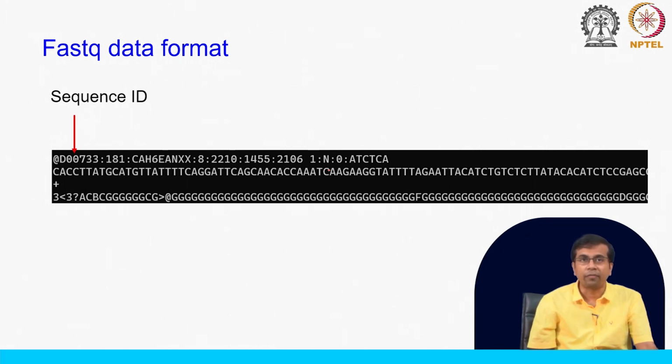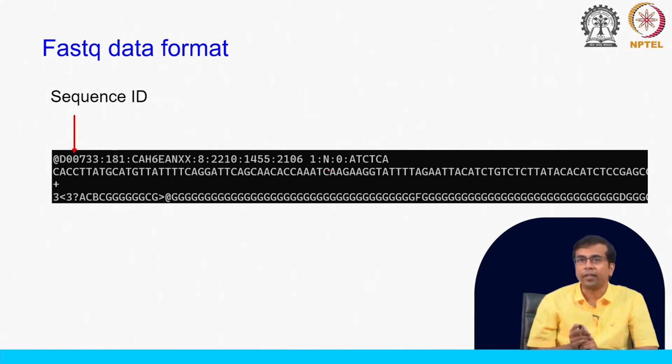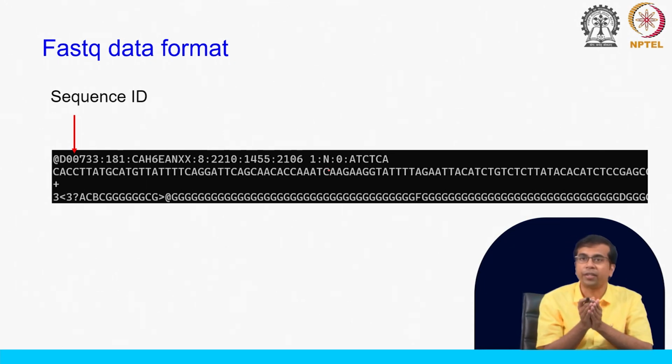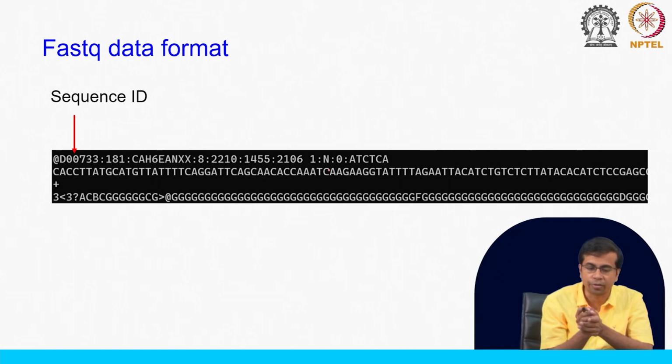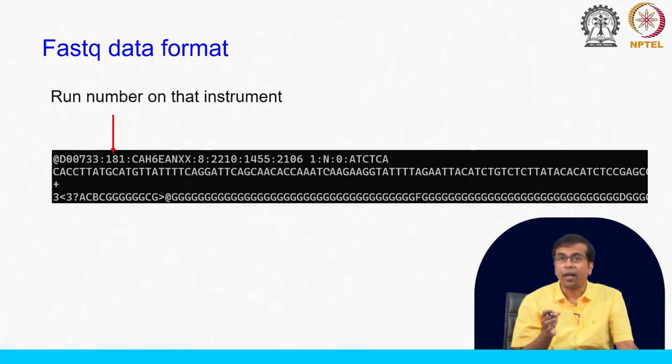The first piece of information is the sequence ID. What is this sequence ID? This is actually the Illumina machine number. As I mentioned, Illumina data comes in FASTQ format, so this is the machine ID, D00733. Then you have the run number on that instrument, the experiment being carried out. In this case it is the 181st experiment on this machine.